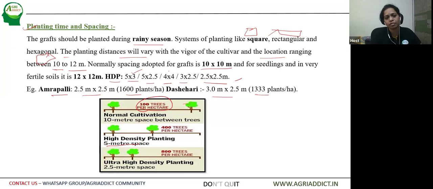But if we go for 5 meter spacing, it can accommodate 400 trees per hectare. Then ultra high density planting like Amrapali can accommodate 800 trees per hectare. So this is the case for planting and spacing.